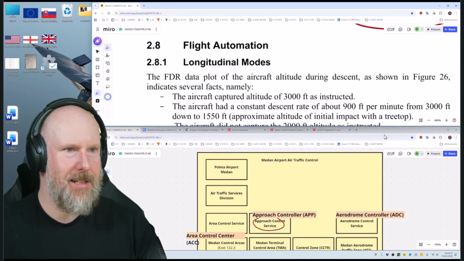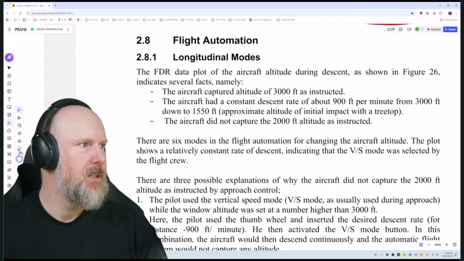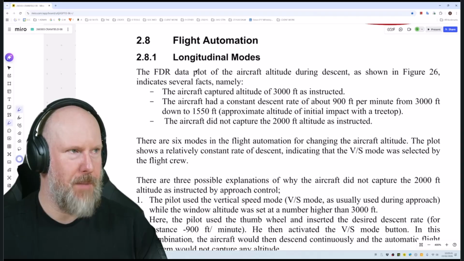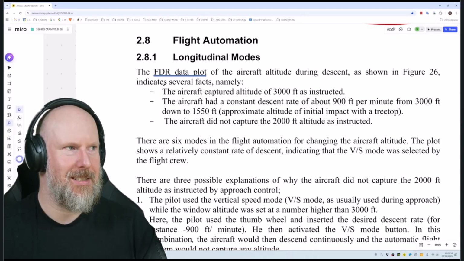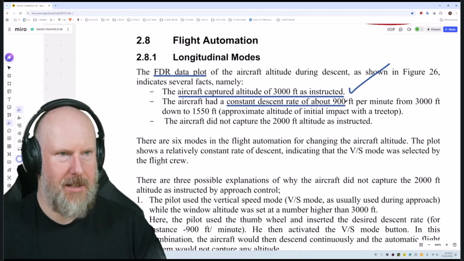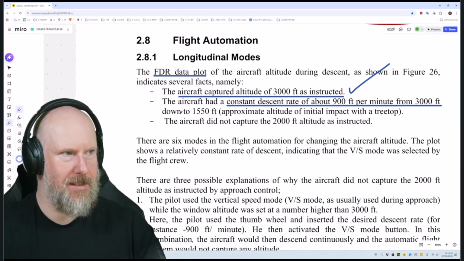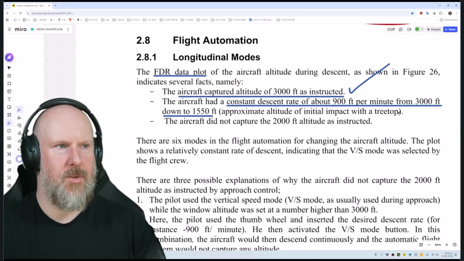Let's keep moving. So, flight automation. Let's make this full screen so you can see it okay. Flight automation, longitudinal modes. The flight data recorder data plot of the aircraft altitude during descent, as shown at figure 26, indicates several facts. Namely, the aircraft captured altitude of 3,000 feet as instructed. Okay, fantastic. The aircraft had a constant descent rate of 900 feet per minute from 3,000 feet down to 1,550, which is the approximate altitude of initial impact with a treetop.